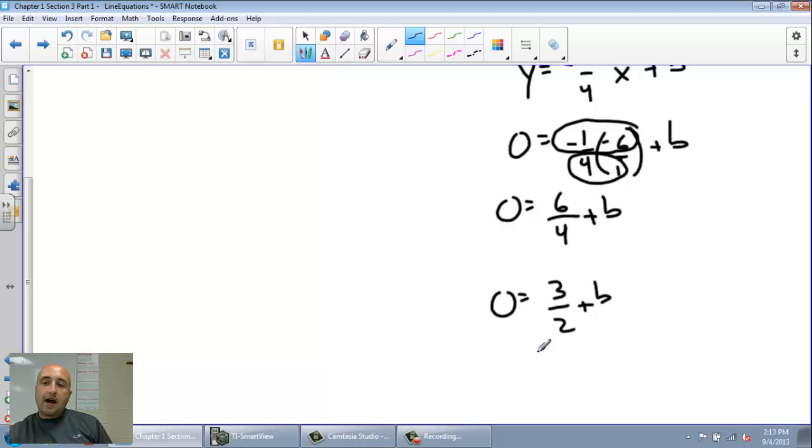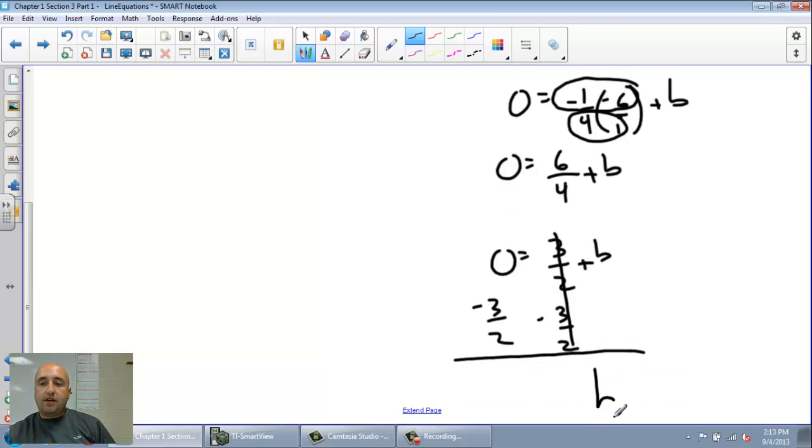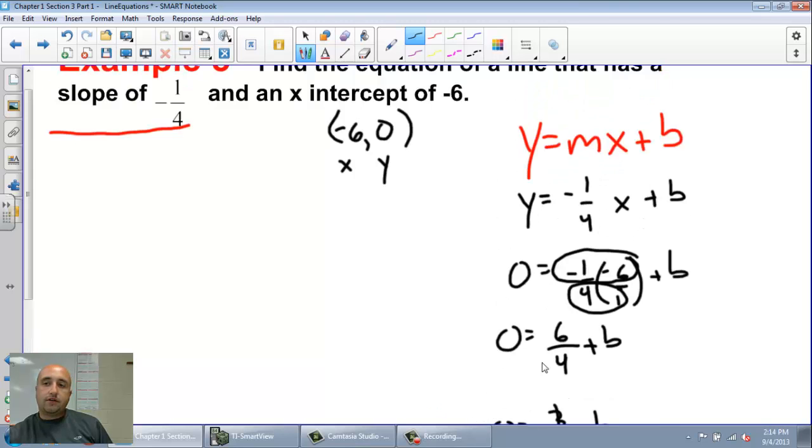Lastly, we use Algebra 1. How do I get a positive 3/2 over on the left? Well, Algebra 1 says I need to subtract it from both sides. So when I do that, I get 3/2 minus 3/2 is 0. And I get b is equal to 0 take away 3/2 is -3/2. So it's telling me that my b value is -3/2.